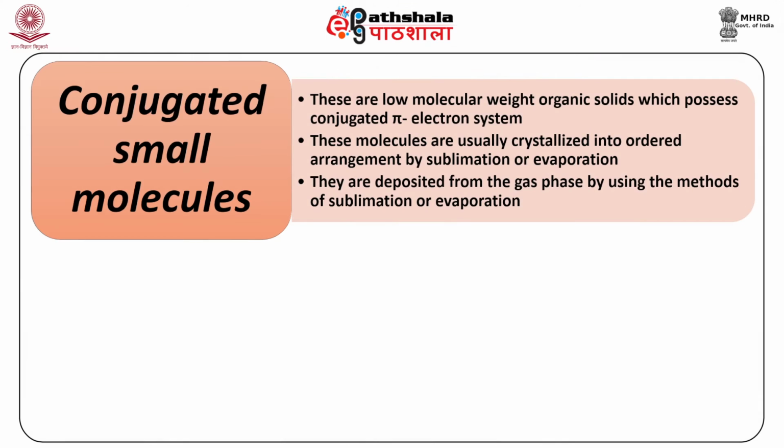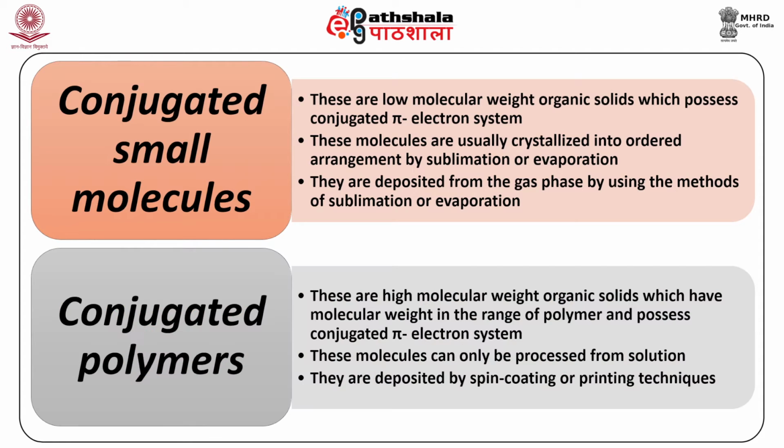On the basis of the molecular weight, the organic solids can be classified into two types. Conjugated small molecules: these are low molecular weight organic solids which possess a conjugated pi electron system. These molecules are usually crystallized into ordered arrangements and deposited from the gas phase by using the method of sublimation or evaporation. Conjugated polymers: these are high molecular weight organic solids which have molecular weight in the range of polymers and possess a conjugated pi electron system. These molecules can only be processed from solution.